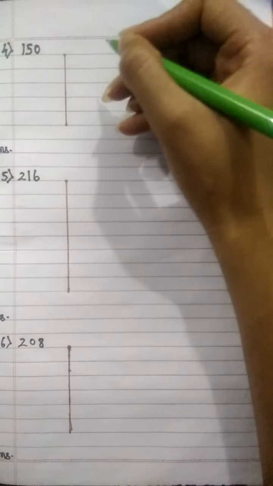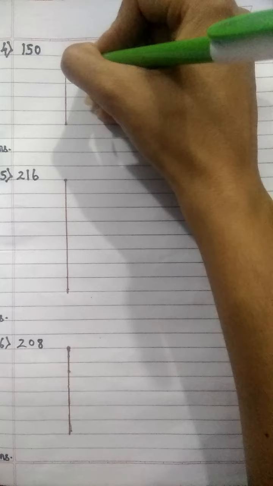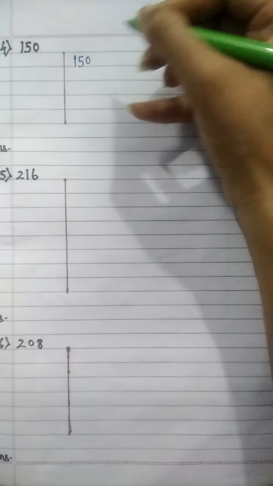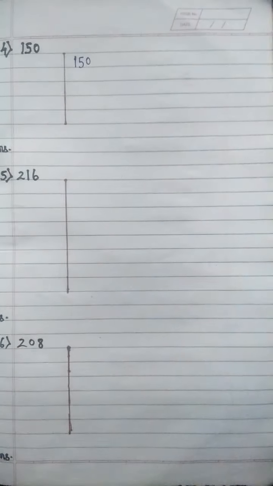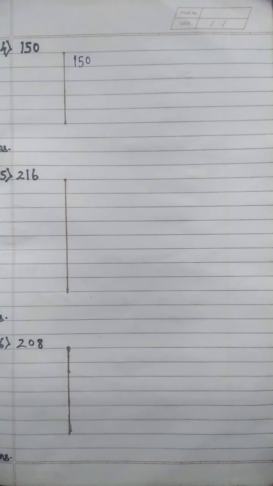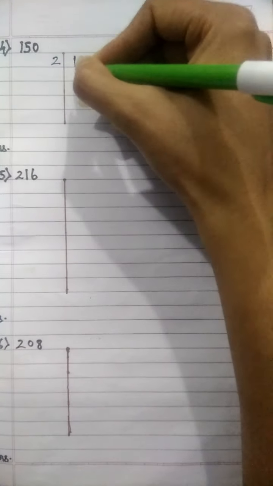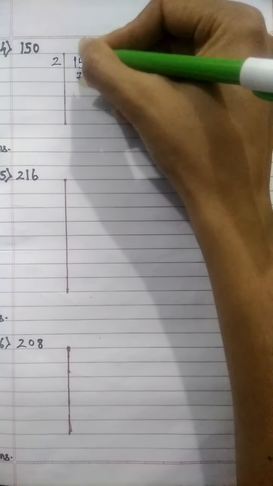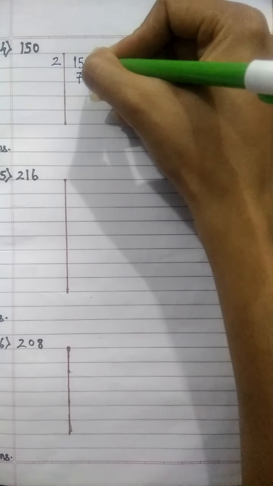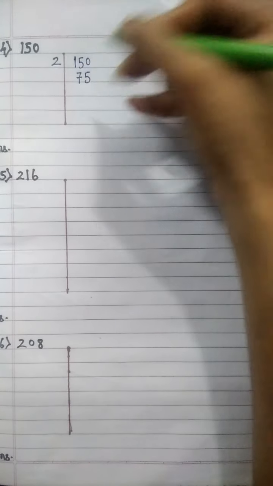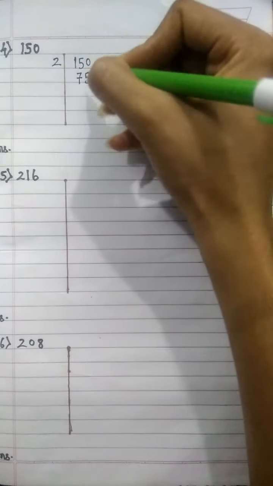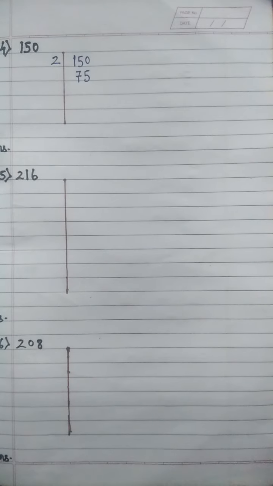Now here we have 0 in the units place. So you know that when it is 0 in the units place, it is completely divisible by 2. Test of divisibility by 2. 2 sevens are 14. 1 is left over. 1 and 0 becomes 10. 2 fives are 10. Now 75 cannot be divided by 2.